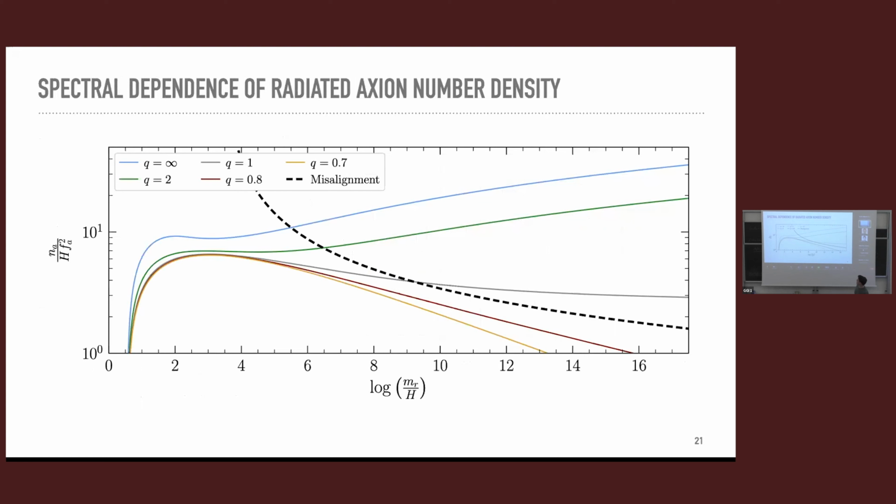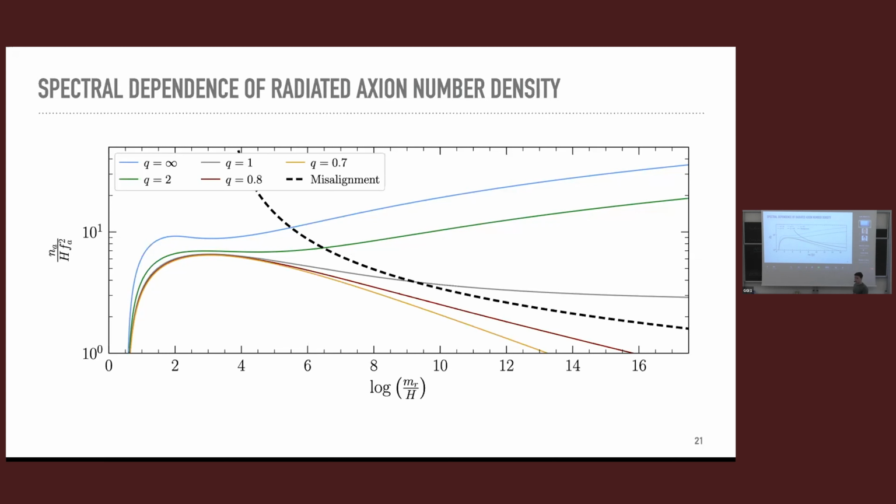So here I'm just giving you a quick depiction of what that looks like. Q is this index on our emission spectrum. So Q greater than 1 means IR-dominated. Q less than 1 means UV-dominated. And for very large Q, like infinity or 2, what you should do is compare to this black dashed line, which is the misalignment contribution. And you would then notice that at logs of like 16 for m_r over H, Q equals infinity is outproducing misalignment by quite a bit.